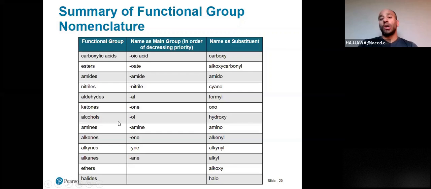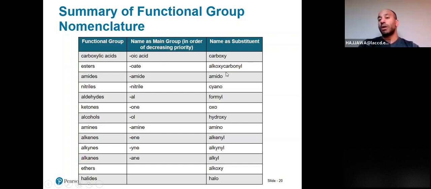Alcohols, alkanol. Amines will be alkylamine. Sometimes it's alkanamine as well. Alkenes is basically when you have a double bond, alkynes and alkanes. And at the bottom of the list, ether would be named usually as alkoxy. So if there is a substituent that you have of an ether, it will be an alkoxy. And you could see here clearly that for the carboxylic acid, it's a carboxy.